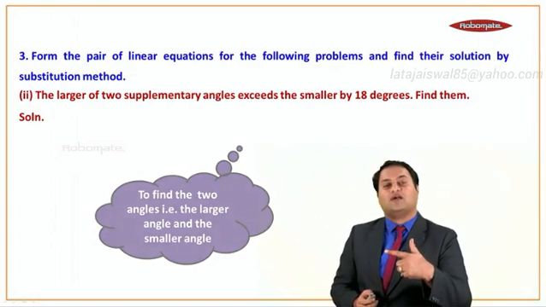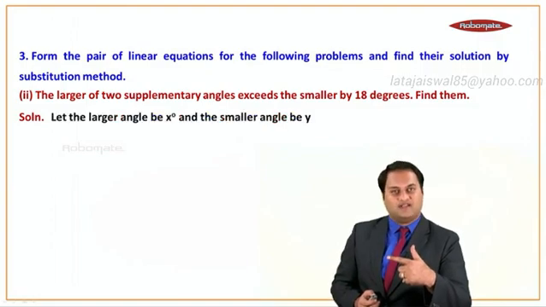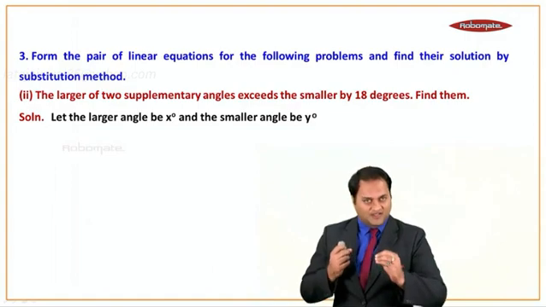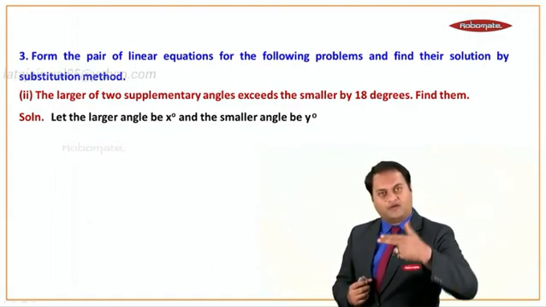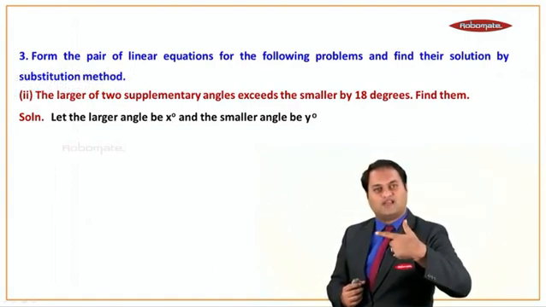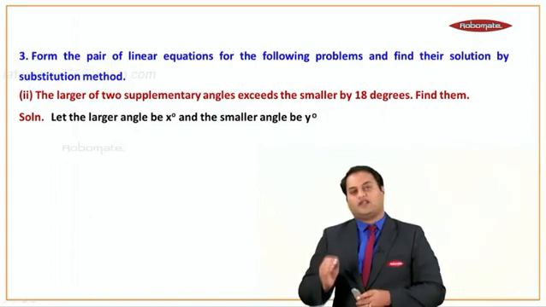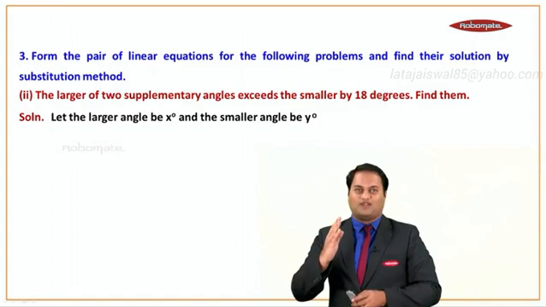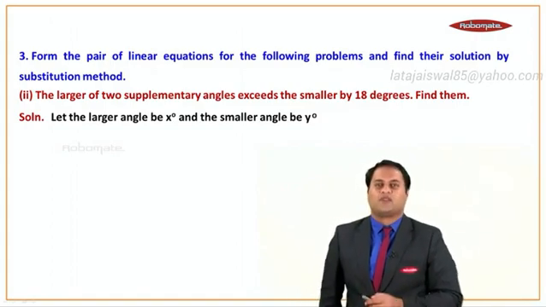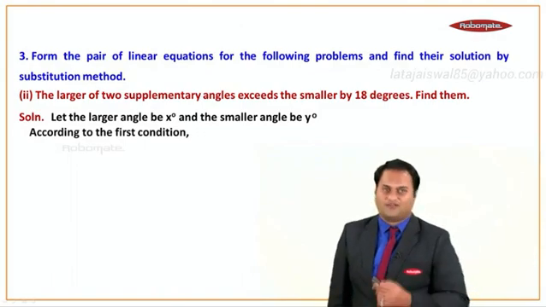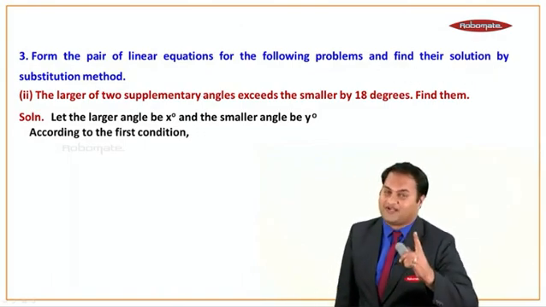So how do we start? Let the larger angle be x degrees and let the smaller angle be y degrees. Read the sum. See what you are supposed to find. Two unknowns, assume one as x, assume the other as y. So let the larger angle be x degrees and let the smaller supplementary angle be y degrees. Right? Let's see what condition is given. With the help of this condition, we will form the equation. Remember the rules, right? Let's start.